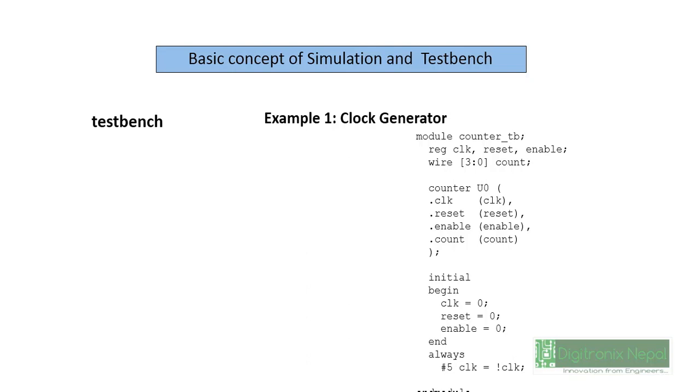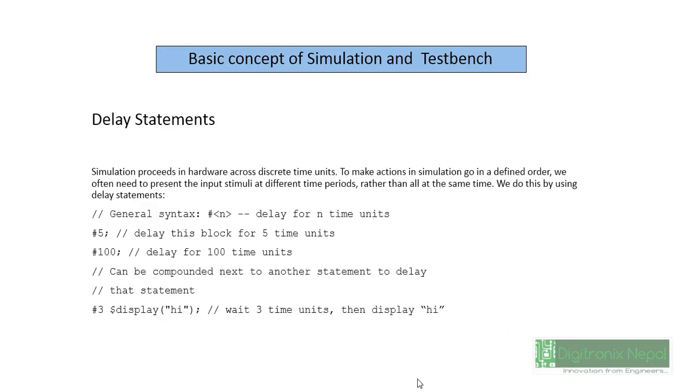So when the clock is high, the next step the clock is low, and in another step the clock is high. So finally we have endmodule. This is the very basic example of a clock generator. And as we discussed, hash and a number is used for delay. Here we have used 5 nanoseconds of delay.